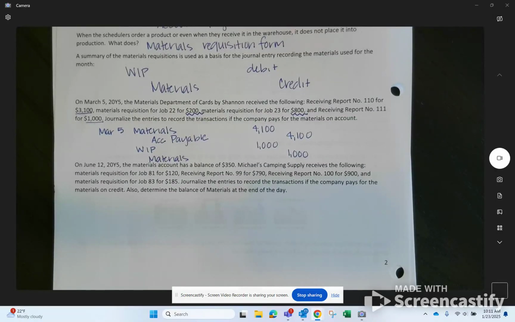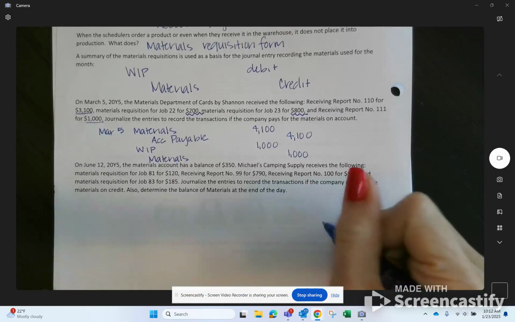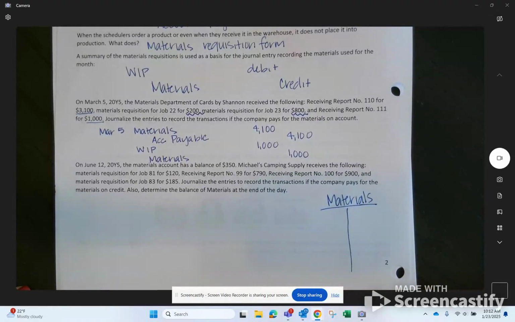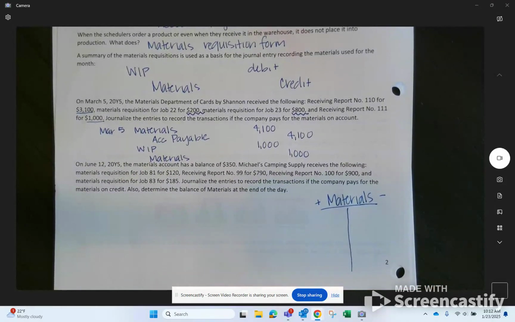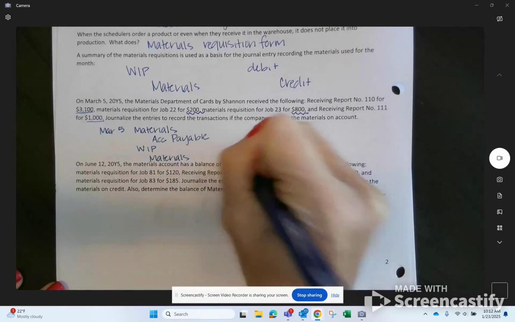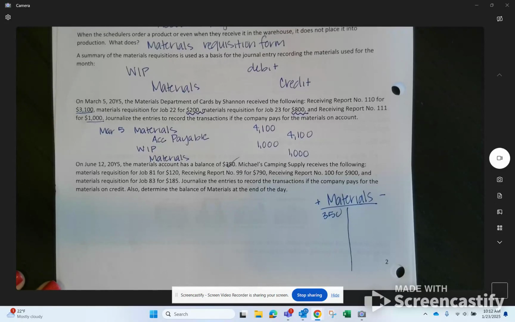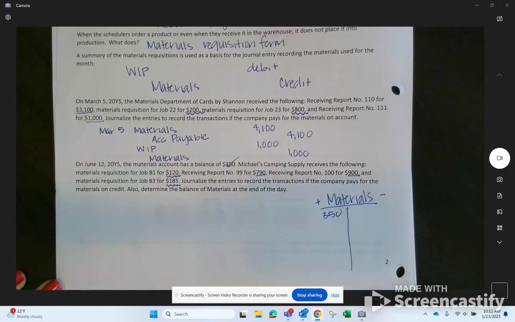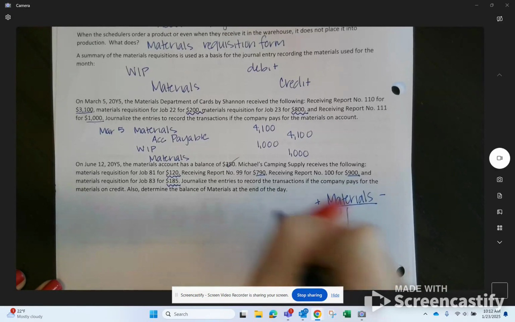I have a similar scenario down below for June 12th. So on June 12th, the materials account has a balance of $350. That's probably going to come into play. Let's go ahead and draw the materials account over here. Our materials inventory account increases with a debit, decreases with a credit. Okay, beginning balance of $350. So we've got that taken care of. Michael's Camping Supply receives the following: materials requisition for $120, receiving report for $790, receiving report for $900, and another materials requisition for $185. We're going to do the journal entries to record the transactions if the company pays for materials on credit, and then we'll determine the materials balance at the end.